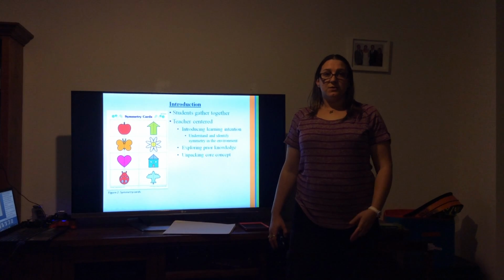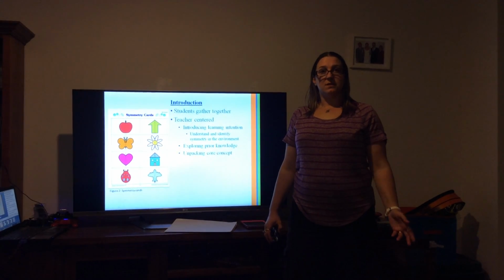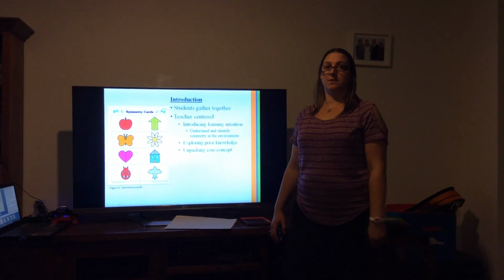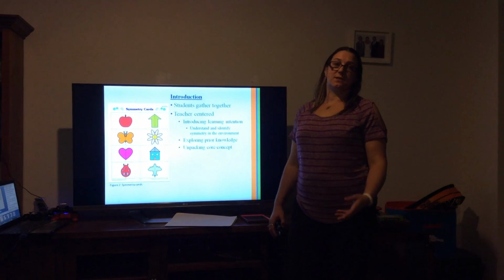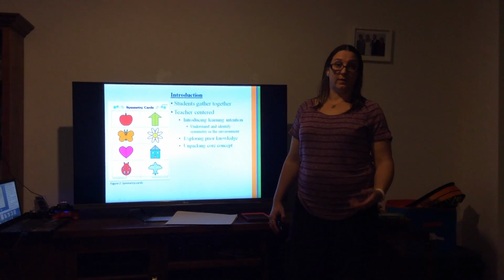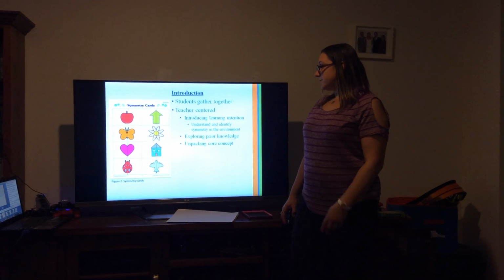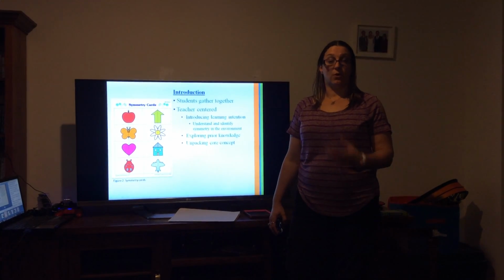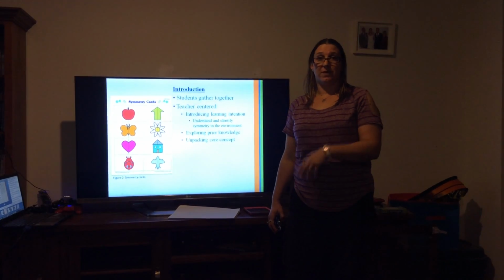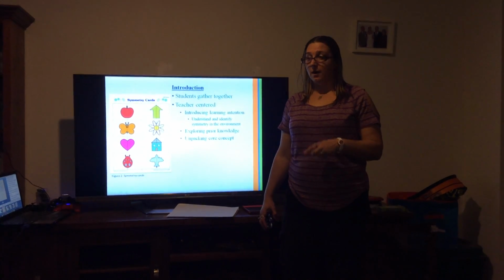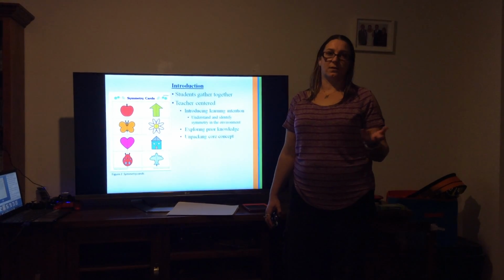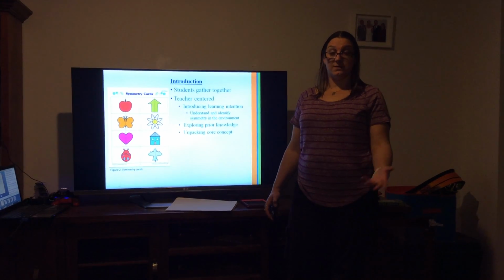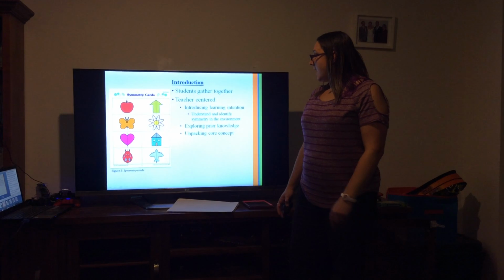So firstly, you'll gather the students into an area where they can all sit together and you can talk to them about the learning intention for the day, which is understanding and identifying symmetry within their environment. So first you'll need to explore the students' prior knowledge, so whether they know what symmetry is, whether they don't know what symmetry is. And this you can ask just a simple question. Do they know? Does anybody know what symmetry is?